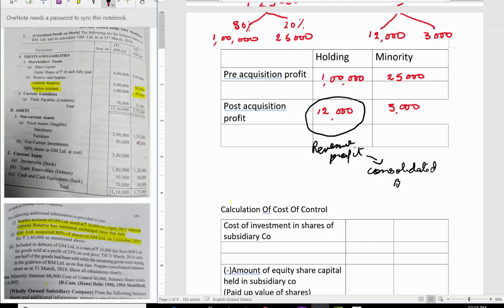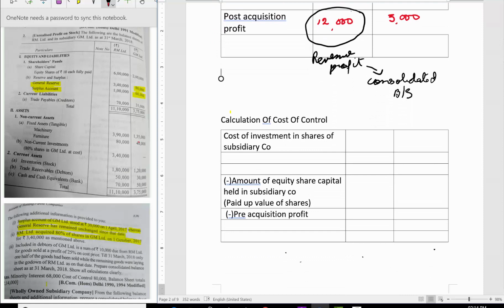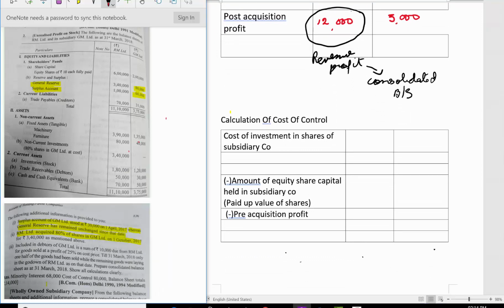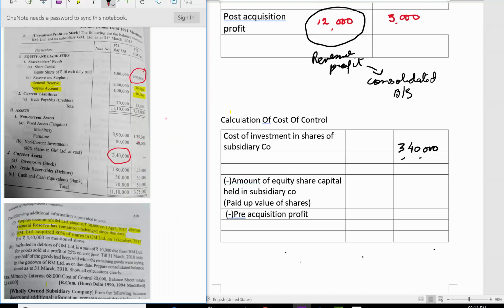The next working note would be the cost of capital. In the question we are given 3,40,000 shares which are held by RM Limited. So the cost of investment of shares is 3,40,000. We are also given 2 lakh is the total amount of shares of GM Limited, which would be divided amongst 1,60,000 for holding, that is 80%, and 40,000, that is 20%.